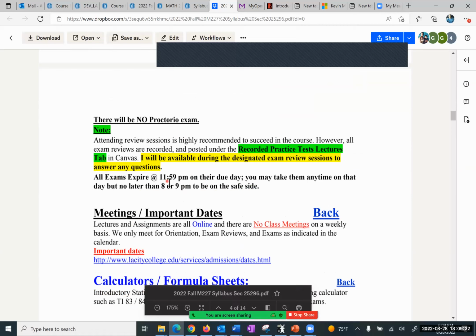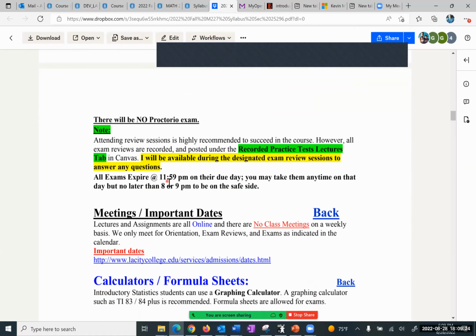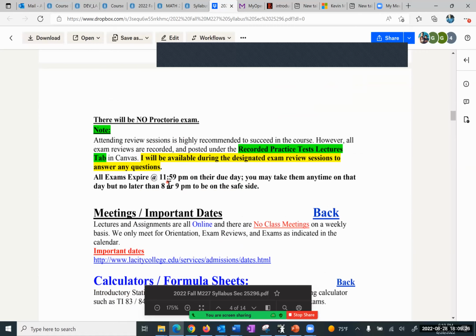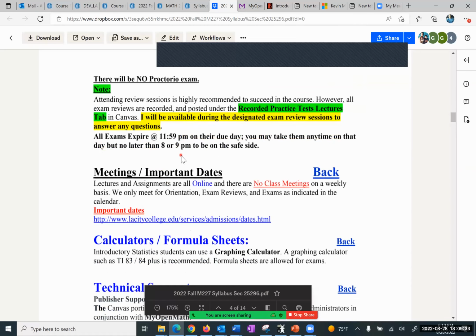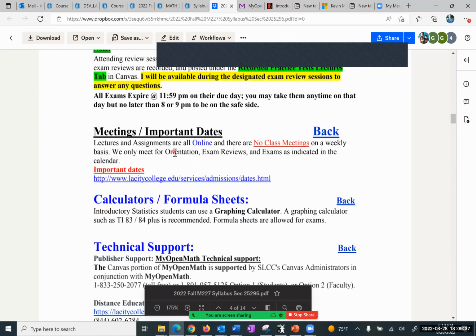All exams expire at 11:59, and bear in mind you have to spend a couple of hours on each exam at the least. Therefore, you don't want to start it too late. I've had cases in the past where students didn't use the entire time simply because they started way too late.